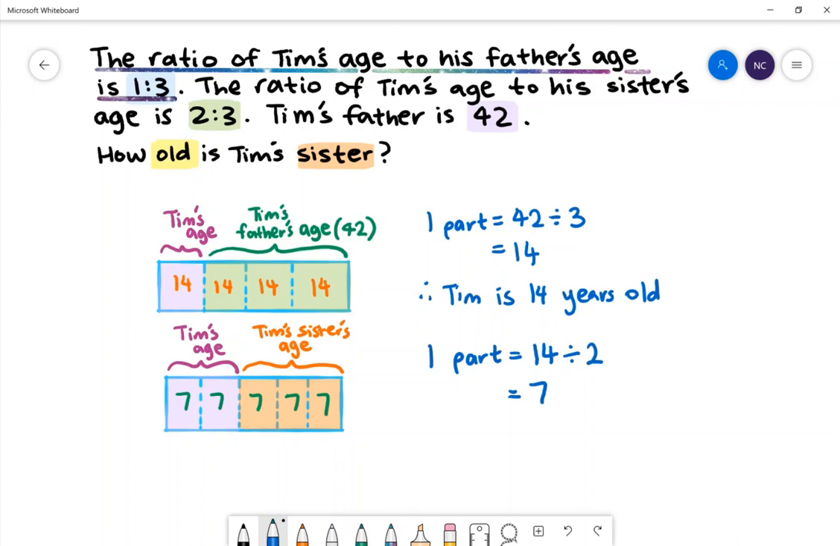The last step is just to find Tim's sister's age, and we can do that by multiplying 7 by 3. Therefore, Tim's sister is 21 years old.